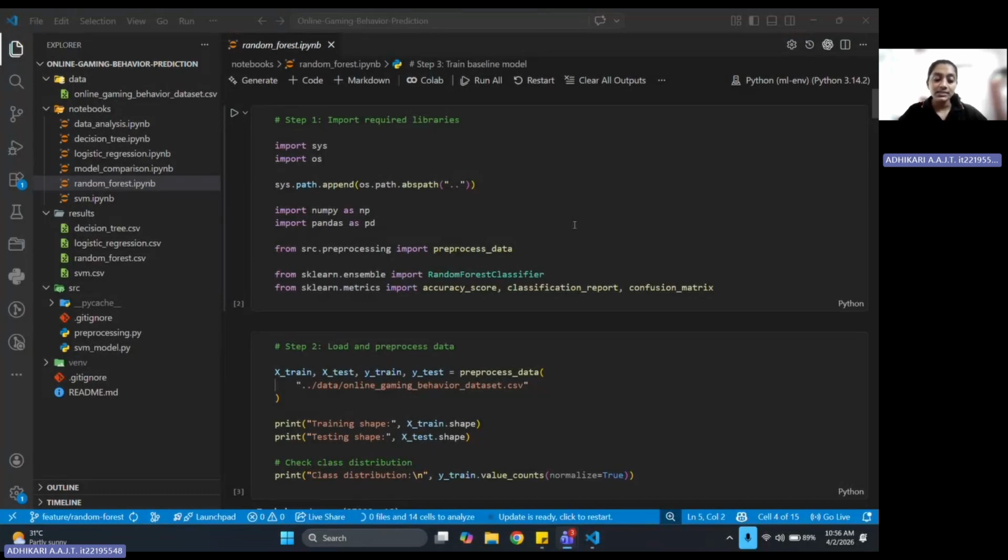Now I will explain my part, which is the random forest model used for predicting player engagement levels. A random forest is a supervised machine learning algorithm used for classification. In our project, we use it to classify players into three categories: high, medium, and low engagement.